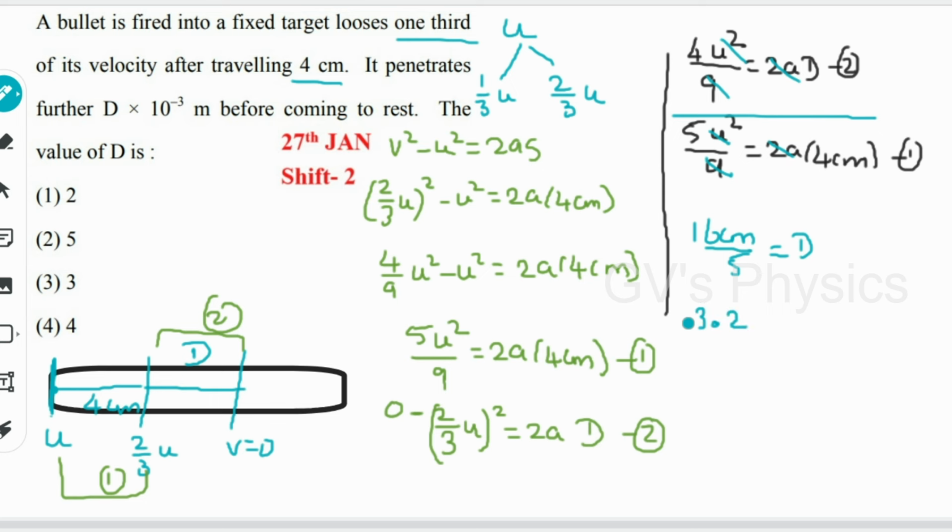But they are asking in meter. So we can write it as 10 power minus 2 meter, that is equal to d. But they asked in the form of 10 power minus 3. So we can write it as 32 into 10 power minus 3 meter. In place of d you have 32. 32 is the right answer, but in the options you don't have 32. So it's a bonus question. If you attempt this question, you'll get the bonus points.